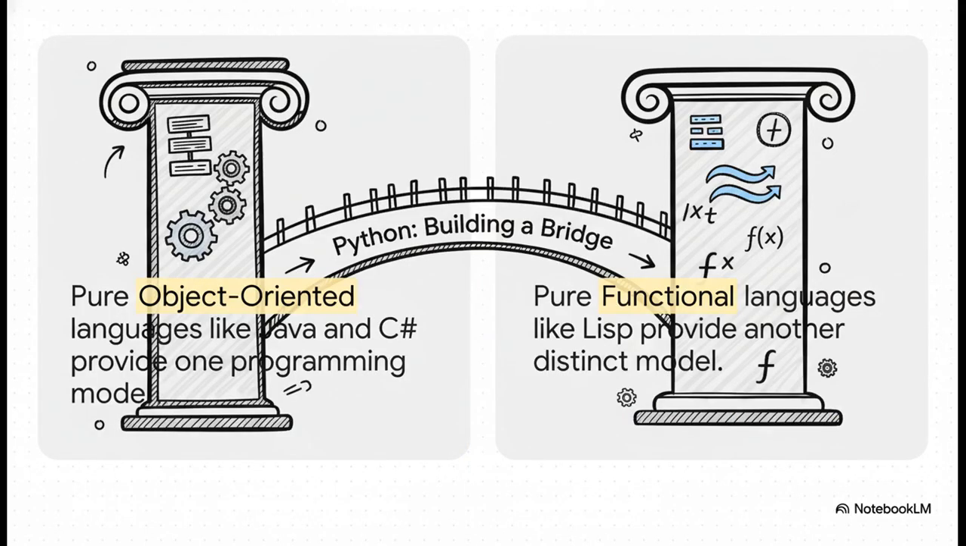When we think about programming paradigms, we usually like to put languages into these neat little boxes. You've got your purely object-oriented languages like Java over on one side, and then you have the classic functional languages like Lisp on the other. But Python? It doesn't really pick a side. Instead, it builds this amazing bridge, taking some of the best ideas from both worlds.